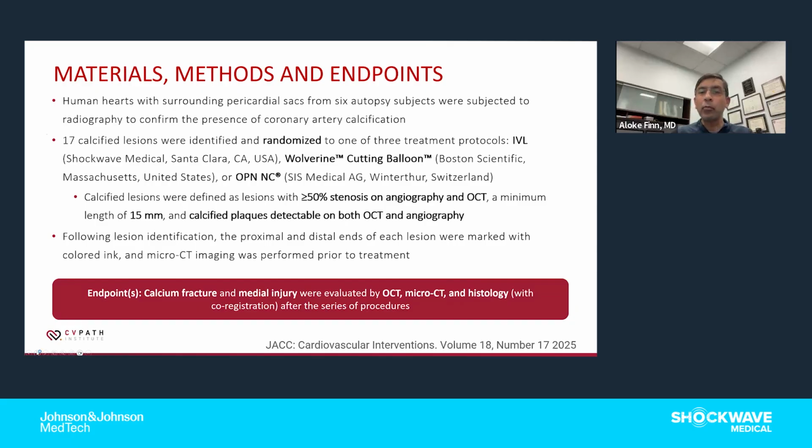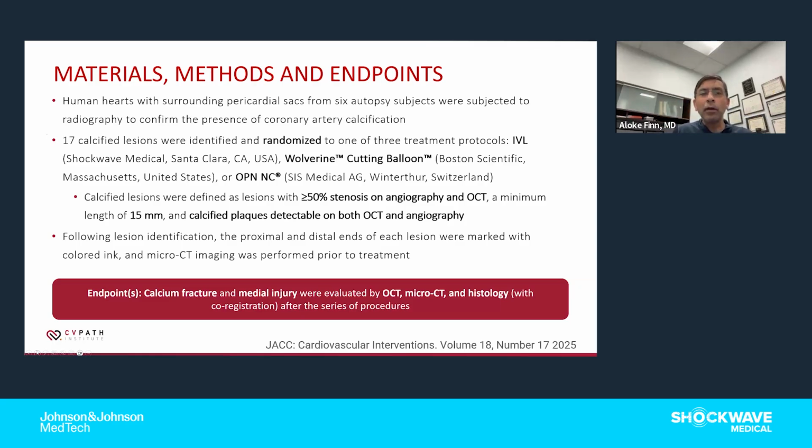So the materials and methods were sort of special in this study. We obviously used cadaver hearts. They were fresh and they were thawed. Then we basically did a micro CT on the arteries themselves, looked at the extent of calcium, and then picked out certain lesions based upon calcium criteria. Those criteria were stenosis greater than 50% on angiography and OCT, a minimum length of 15 millimeters, and calcified plaques detectable on both OCT and angiography. Those are the criteria to pick out the lesions themselves.